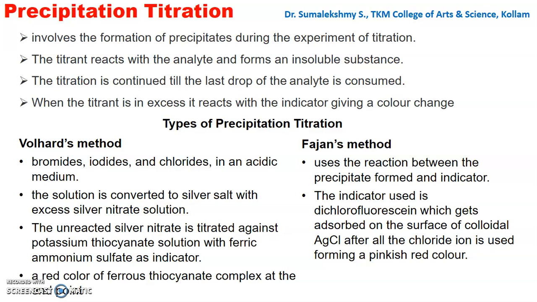The first method is Volhard's method, which is commonly used for the determination of bromides, iodides and chlorides in acidic medium. In this method, the halides are converted to the corresponding silver salts. For example, chloride is converted to silver chloride by adding excess silver nitrate solution, and the unreacted silver nitrate is titrated using potassium thiocyanate in the presence of ferric ammonium sulfate as indicator. At the end point, the red color of ferric thiocyanate will be formed.